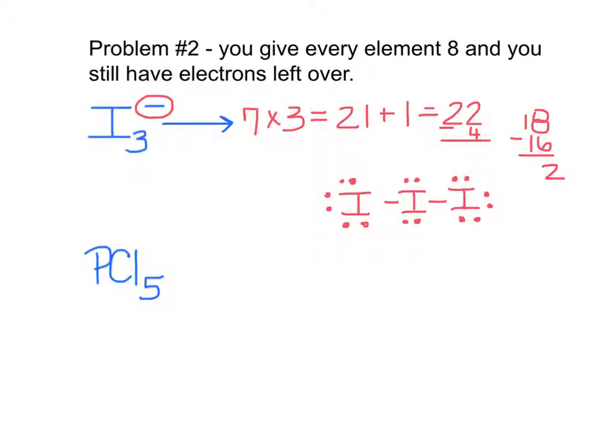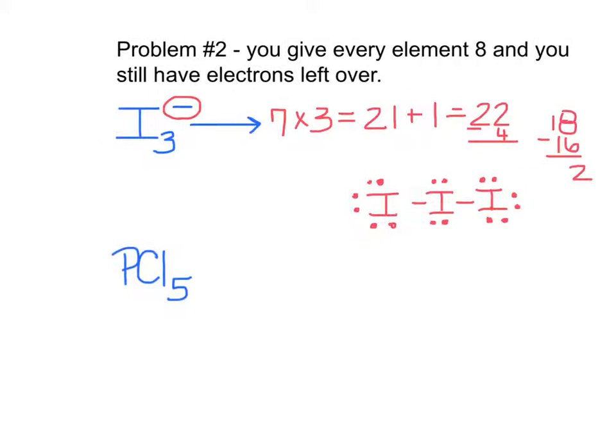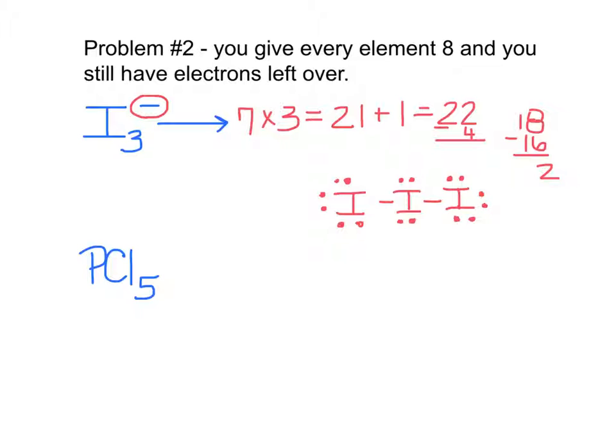If we look at this, you will see we have 2, 4, 6, 8 on this one, 2, 4, 6, 8 on this one, and 2, 4, 6, 8 on this one. Everybody's got 8, and yet we still have 2 electrons left over. So it's going to look weird, but you are actually going to put them on the element in the middle. That is what you do. You actually stick them on the element in the middle. And you will see this happen occasionally. Remember, try to follow the rules.